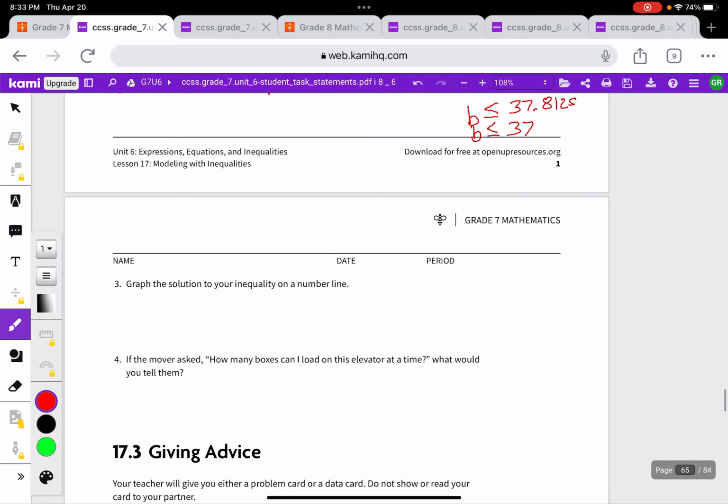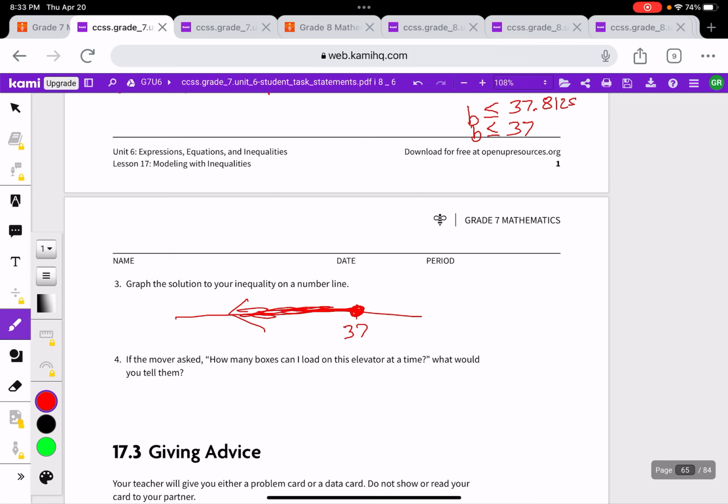It says graph your solution on a number line. So here's our number line. I'm going to go right here and call that 37. And we can have anything less than or equal to, we'll give it a solid dot because we can have up to 37. And we're going to need to draw an arrow anything less than 37. And that's all we technically need to do.